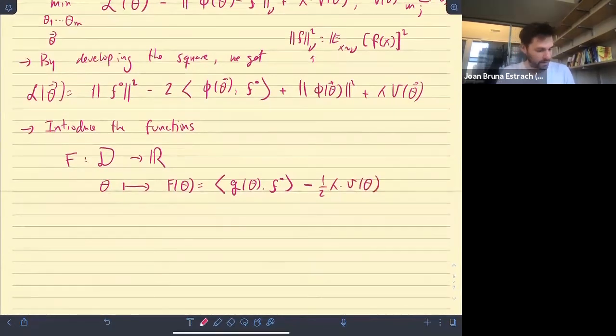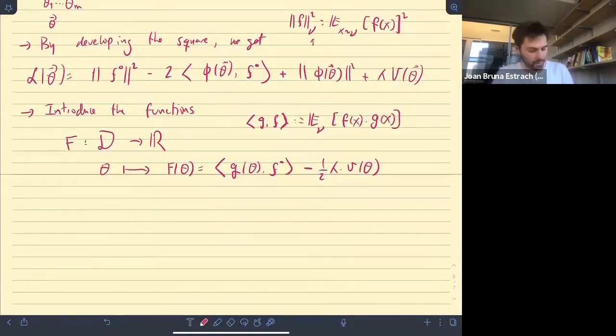Remember again, to not introduce confusion, what do we mean by this dot product? This is just the expectation with respect to the data distribution of f of x times g of x. And in the case of the empirical distribution, you can also think of it as 1 over n, the sum from i to n of f of x_i. So it's like the empirical.